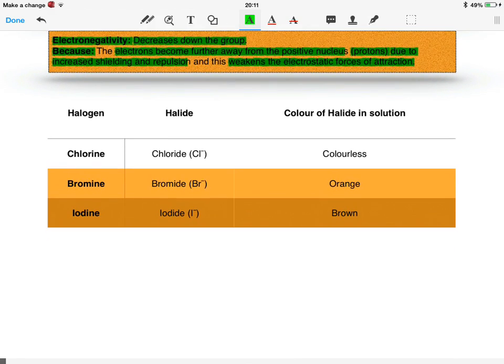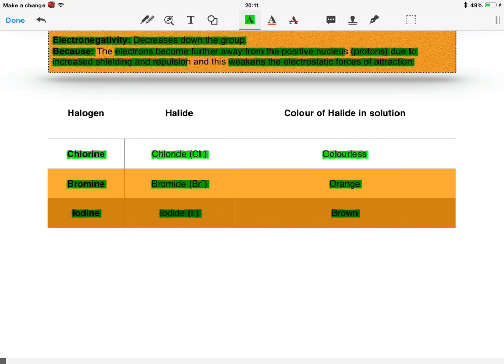So what we also need to know, and this will come into use for the next video, is the halogens, the halides they form, and the colours of the halides in solution. So for chlorine, the halide of chlorine is chloride, and chloride in solution is colourless. Bromine produces bromide, and the colour of this halide is orange. Finally we've got iodine, and this produces iodide, and this is brown in solution.